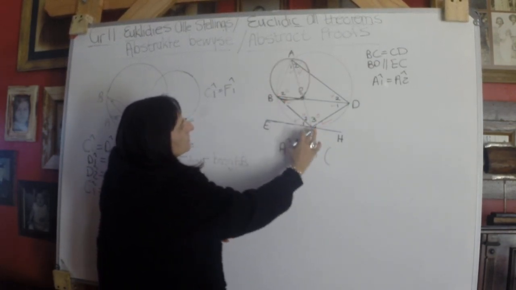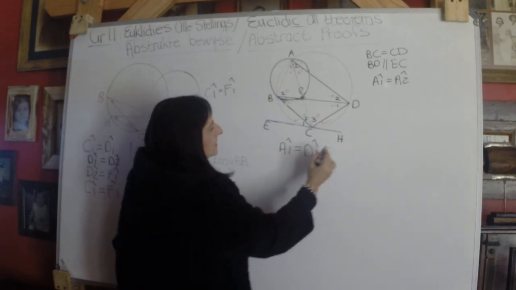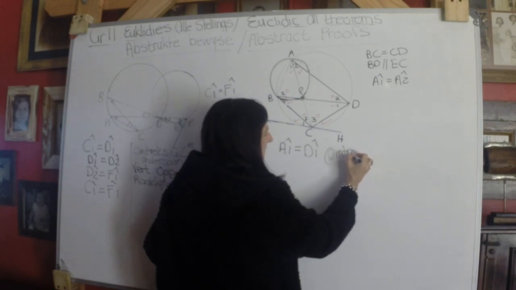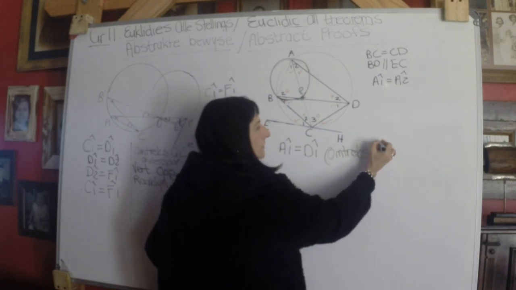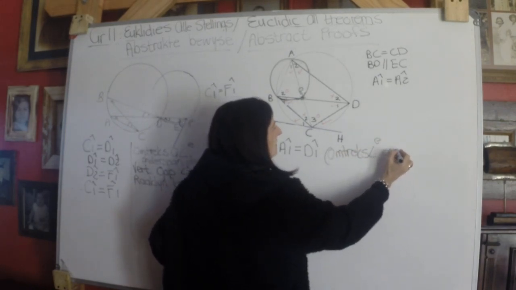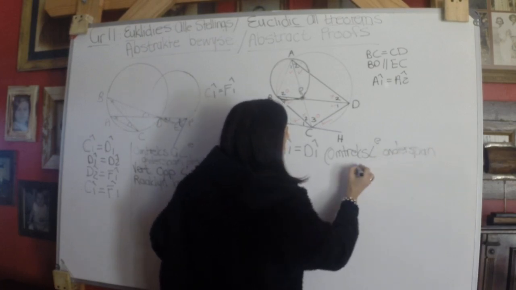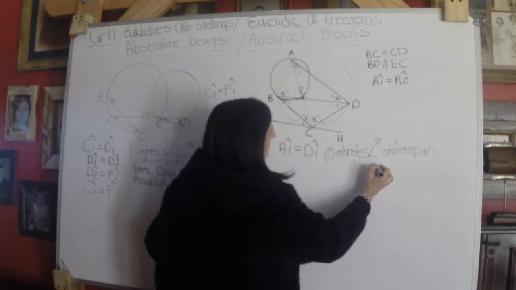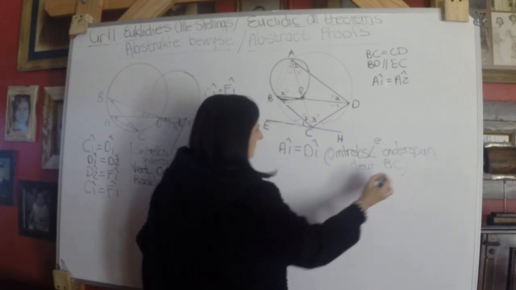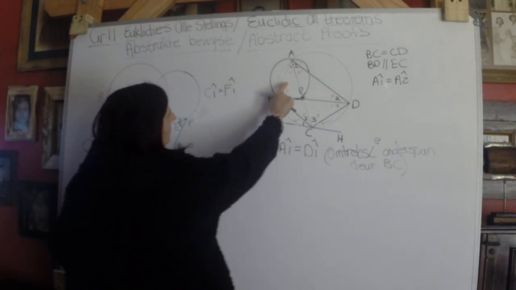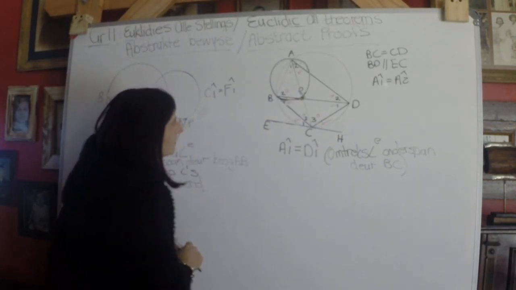That one subtended by chord BC. So dit is omtrekshoeke onderspan deur BC. Goed. Baie belangrik, daai tweeetjies is gelyk. Dan gaan ons kyk.